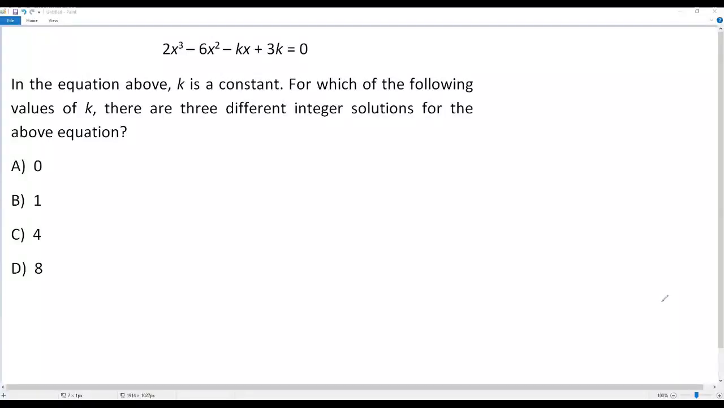Here we have a SAT math problem. Okay, let's go to the question. 2x cubed minus 6x squared minus kx plus 3k equals 0. In the equation above, k is a constant. For which of the following values of k are there three different integer solutions for the above equation?